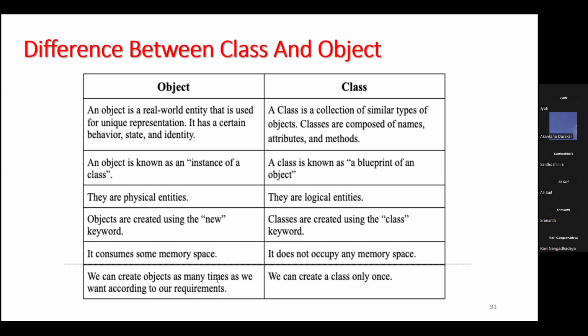We can create objects as many times as we want according to our requirement. But a class we create only once, because the template is created only once. If you want to make changes, you can make changes in the same class, but we never create a single class multiple times. So we can create objects multiple times.